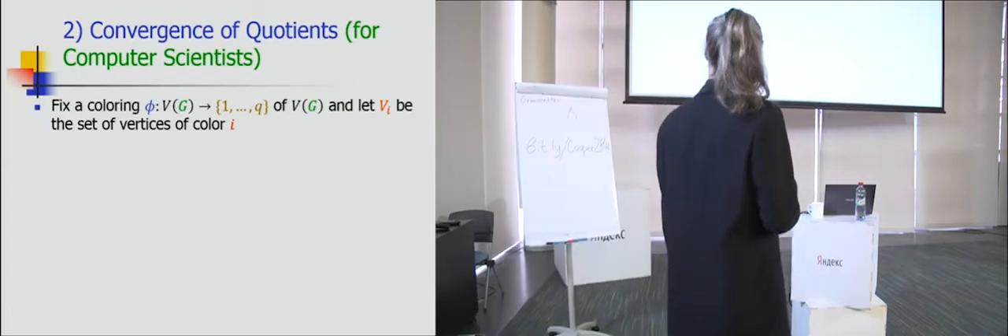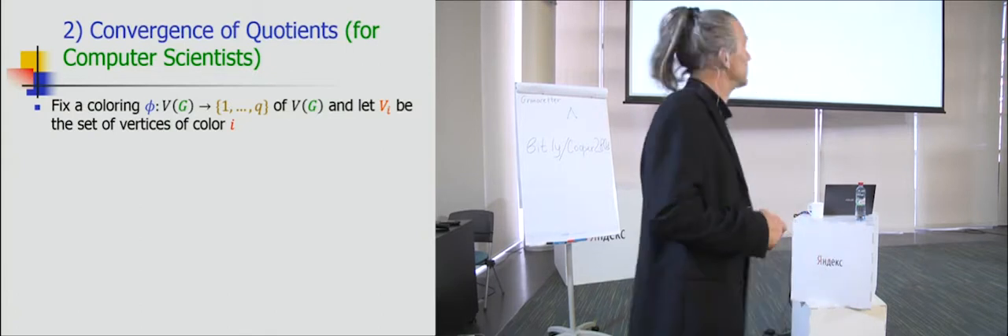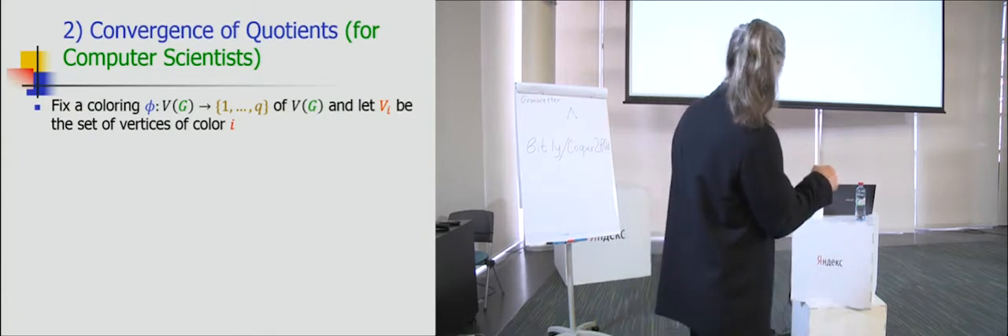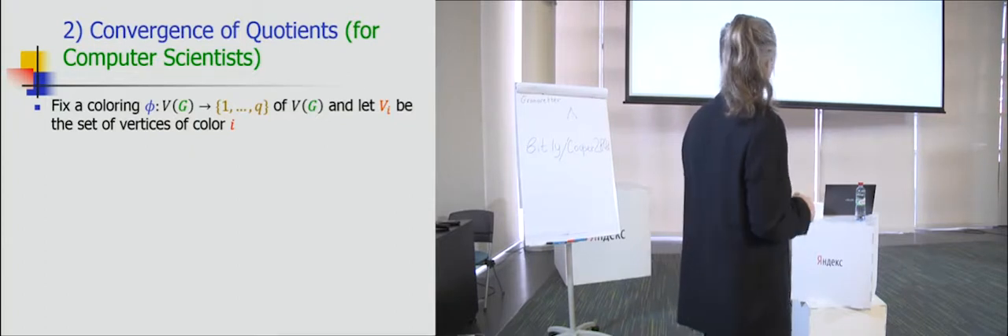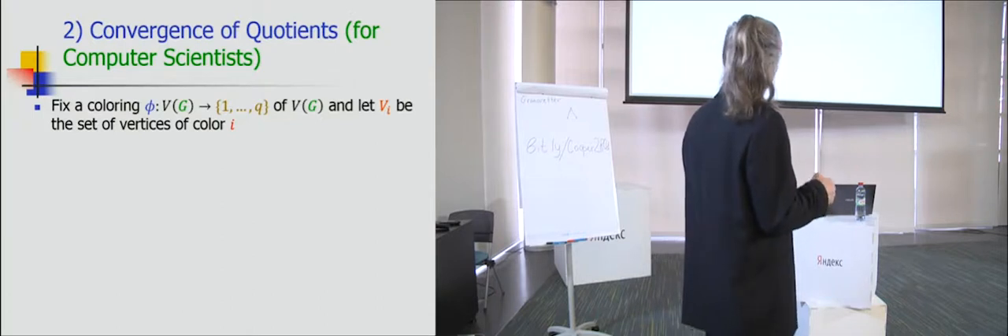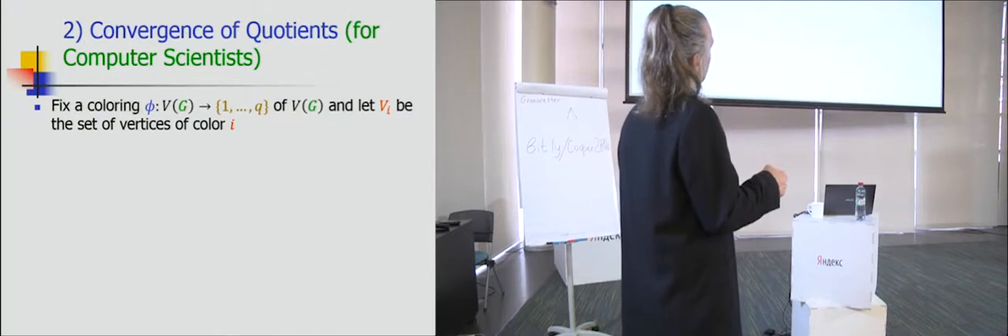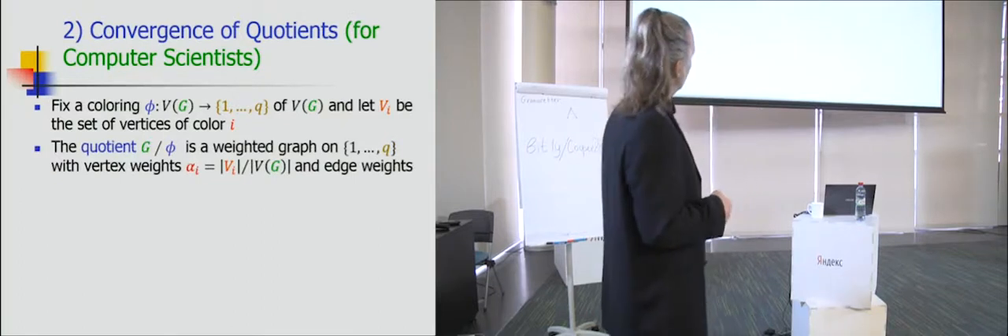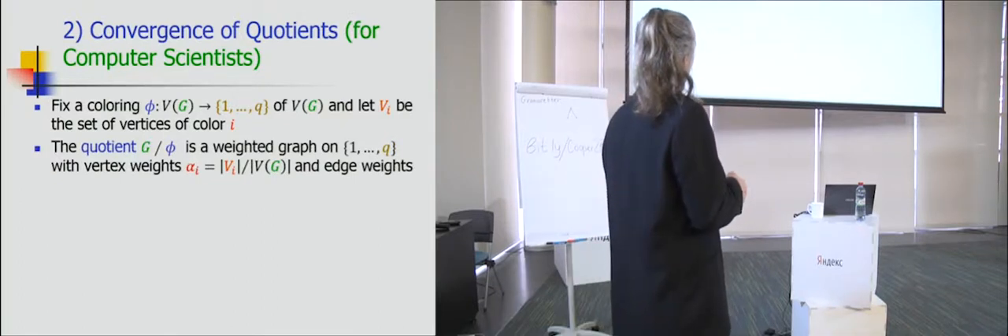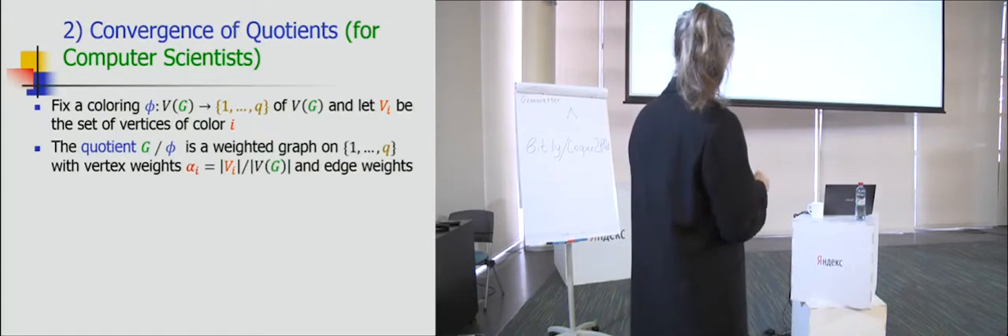So let's fix some coloring of your graph. Now we do a map from the graph on the left to the right. This will be later related to right convergence, but you can already think of this as testing. I color this graph's vertices with some colors 1 up to q, and let V_i be the set of red vertices, green vertices, and so on. And now what do I look at? First of all, the percentage of red and green vertices and so on. That's one kind of information I keep.